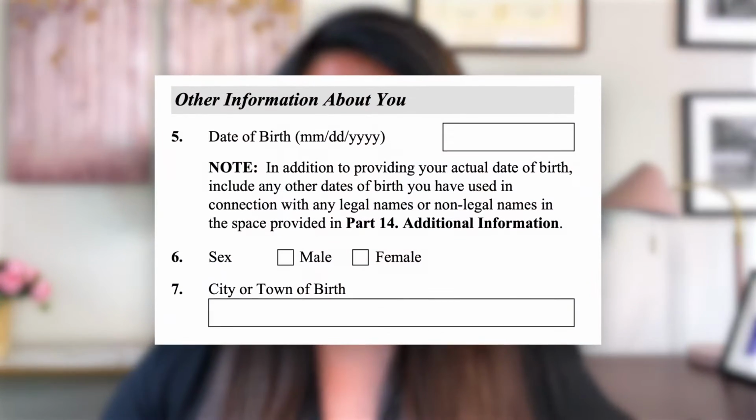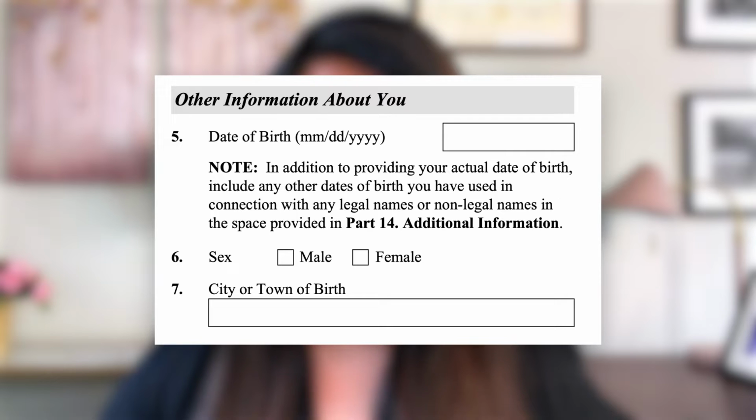The next part is your date of birth. You must put down in this section your actual date of birth, and as you can see, the note right below the date of birth section, number 5, says, in addition to providing your actual date of birth, include any other dates of birth you have used in connection with any legal names or non-legal names in the space provided in Part 14. For this, you may wish to use an addendum to include additional information.